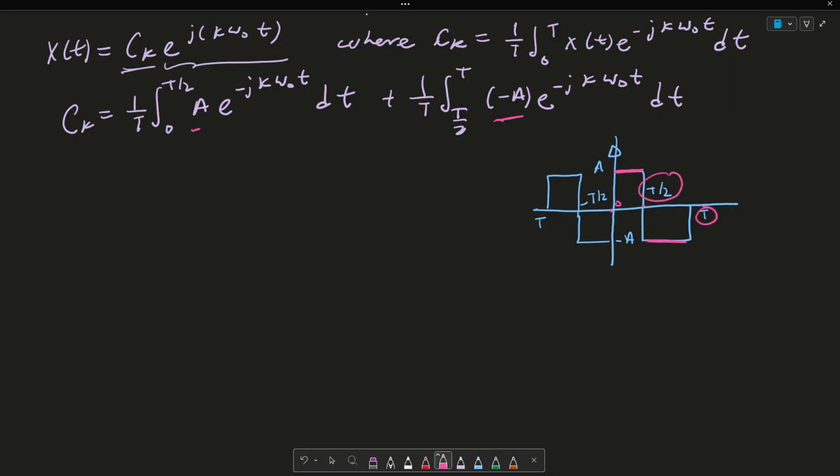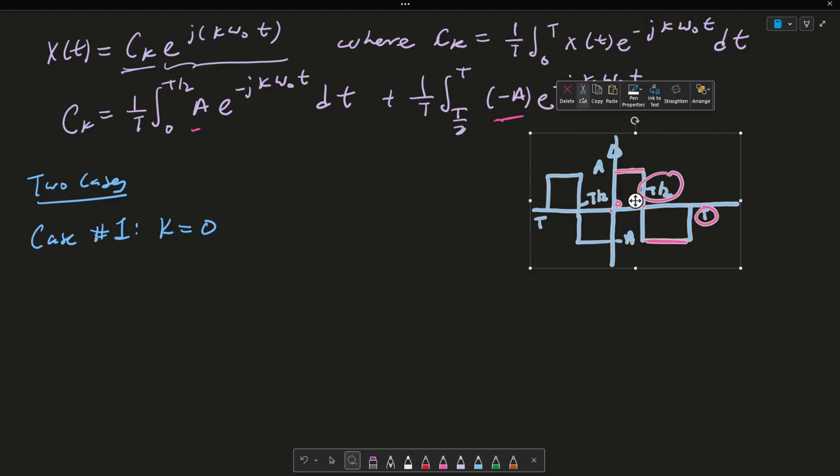All right. So what I'm going to say is that we have two cases, right? The first case is when k is equal to 0. So I'm going to say case number 1 is when k is equal to 0. And obviously the second case is when k is not equal to 0. But let's go ahead and look at the first case.